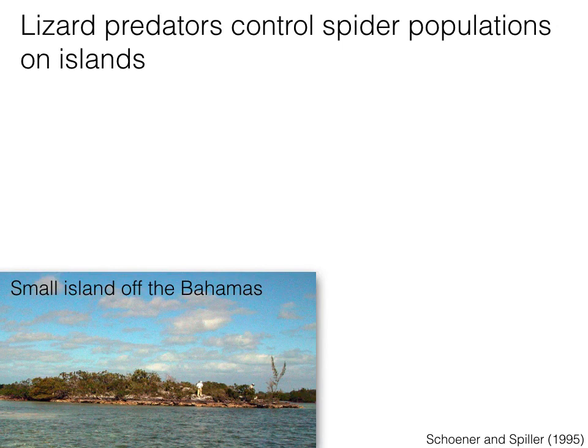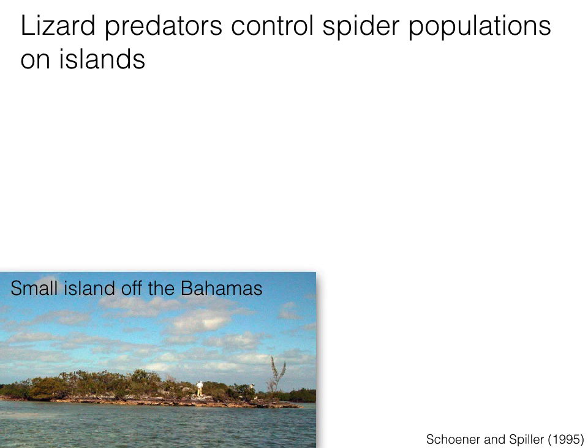Let's take a look at how predators can influence the abundance of prey populations. There was a classic study by Shaner and Spiller that examined the role of lizard predators on spider populations. First, on a set of islands, they surveyed 93 islands in the Bahamas, ranging from about 200 to 4,000 square meters in size. So they weren't huge islands, but they did have quite a broad range in size of the islands they surveyed.